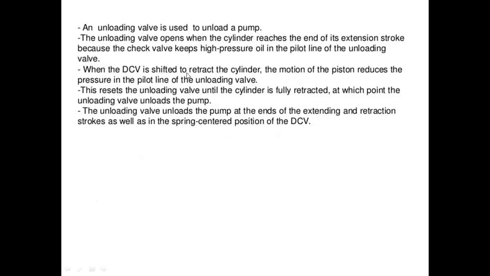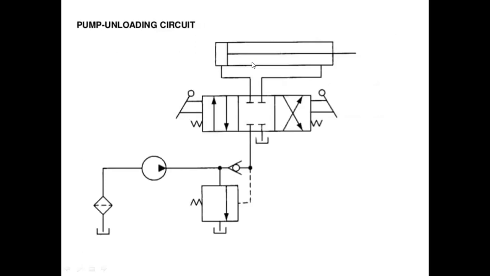When the DCV is shifted to retract the cylinder, the motion of the piston reduces the pressure in the pilot line of the unloading valve. This resets the unloading valve until the cylinder is fully retracted, at which point the unloading valve unloads the pump. The unloading valve unloads the pump at the end of the extending and retraction stroke, as well as in the spring-centered position.